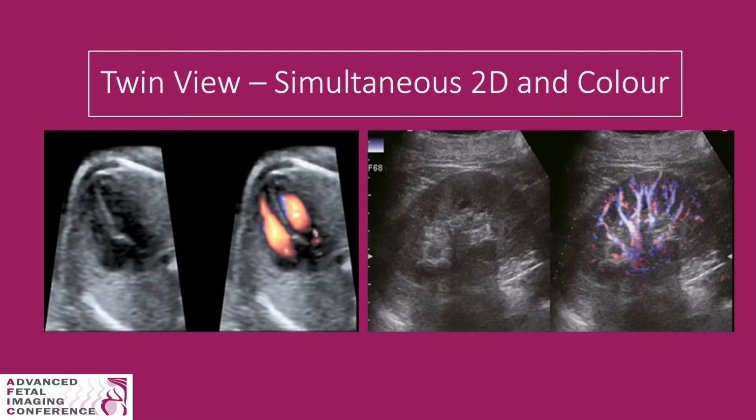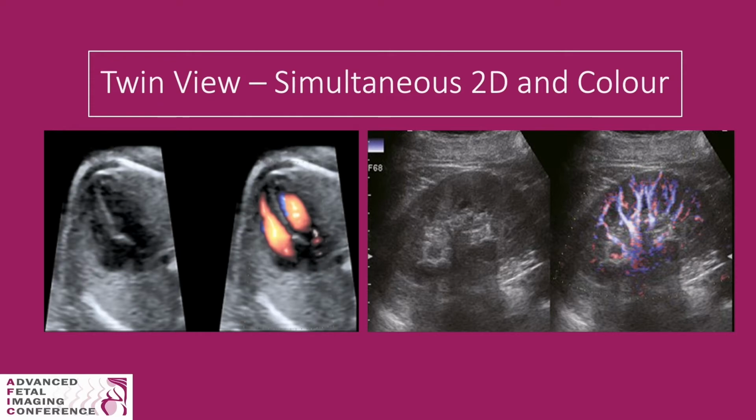The next concept is twin view. Twin view is a great function that provides a simultaneous 2D and color image. What a gift! Twin view can be used with normal color Doppler, power Doppler, and ADF, or advanced dynamic flow. Twin view can be especially helpful when you are scanning a difficult patient or have a difficult view. The fetal brain, fetal heart, 2 umbilical arteries, and kidneys are some of the structures this is uniquely helpful for.